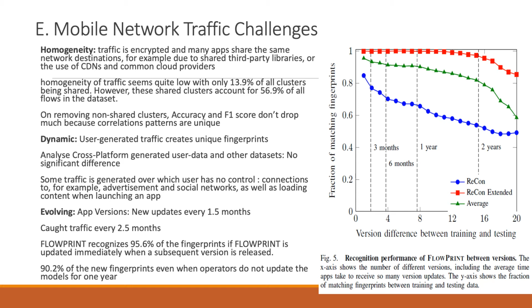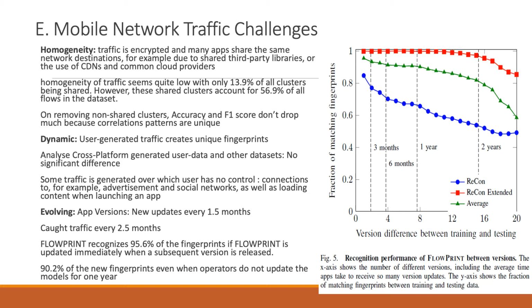For dynamic, the user-generated traffic creates unique fingerprints, and they were able to show that between the automated and the user-generated data sets that they use, there isn't a significant drop in the performance. And again, the destination features are something that the users have no control on. Same for the advertisements and all which are present while launching an app.